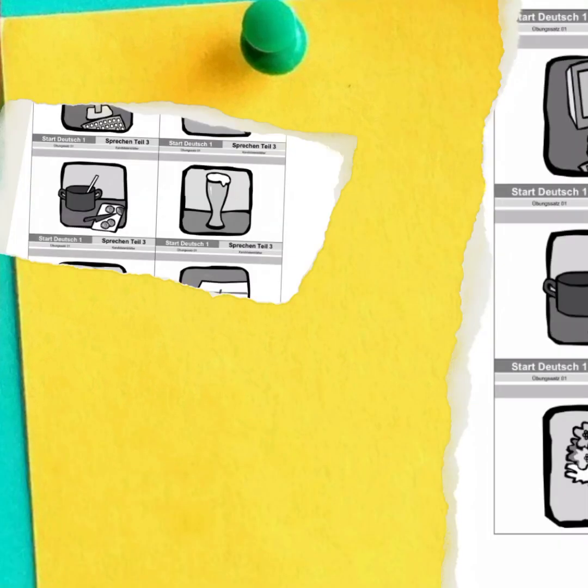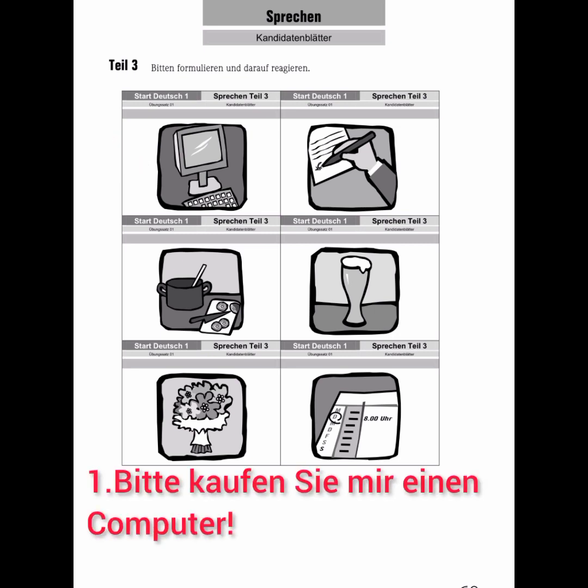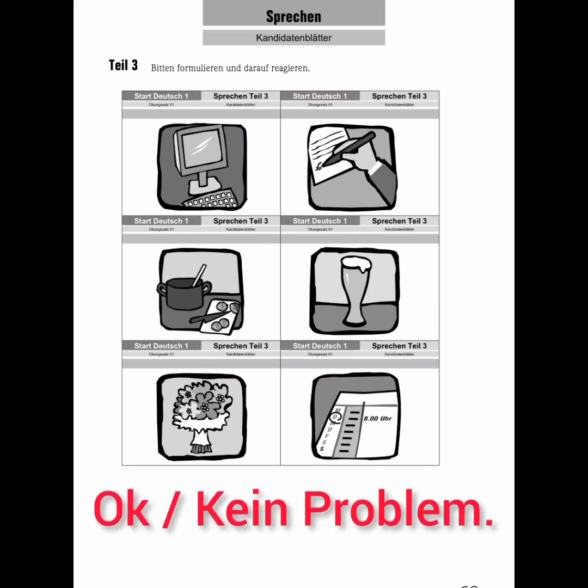So here are the cards. So in the first picture, I have a computer. So they want me to form a request using a computer. So I could say the following. I could request someone, bitte kaufen Sie mir einen Computer. Bitte kaufen Sie mir einen Computer. Someone could respond with, okay, or kein Problem. All right. Okay, let's see the second picture.